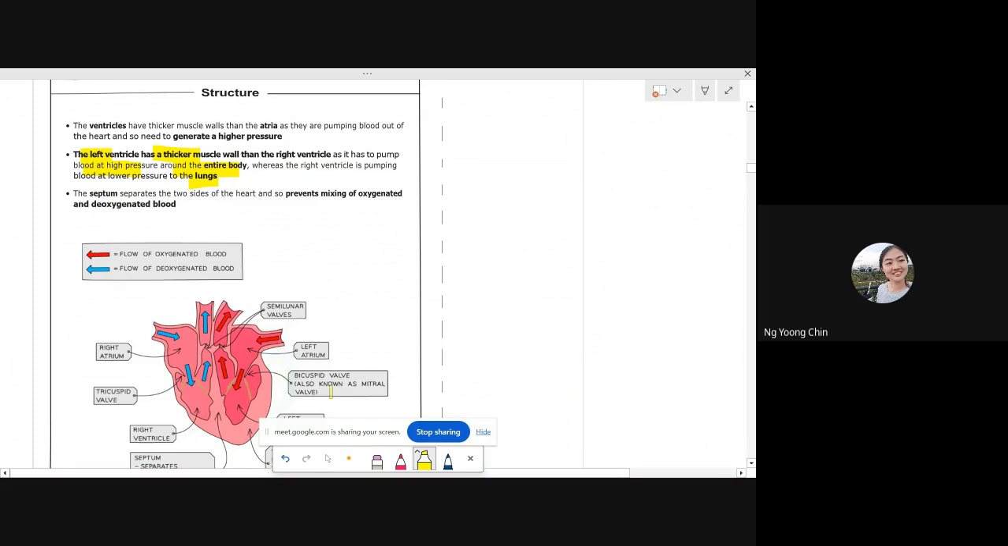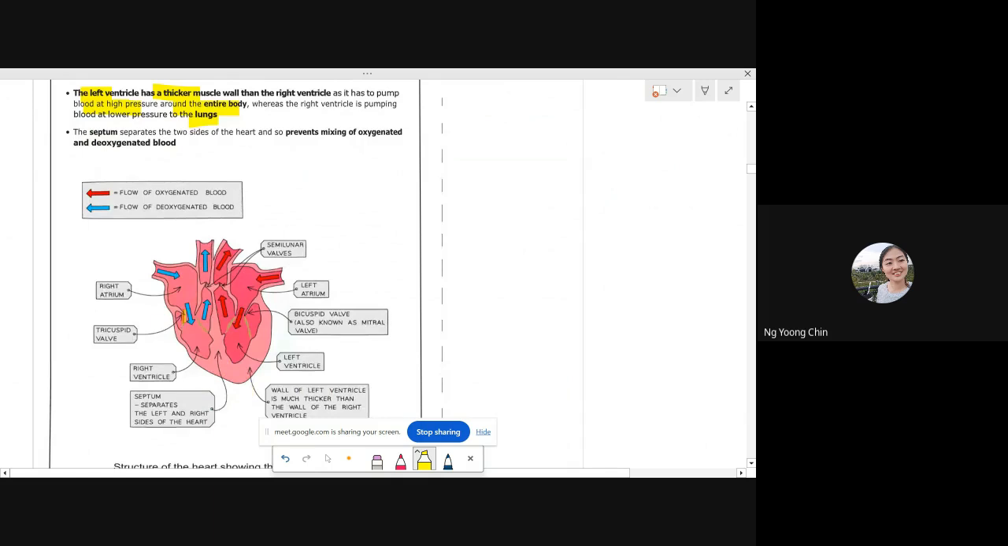Just like in your heart, you also have valves like this. Your heart has 4 types of valve, which are tricuspid valve, semilunar valve, bicuspid valve. Totally, there are 4 valves you need to learn.